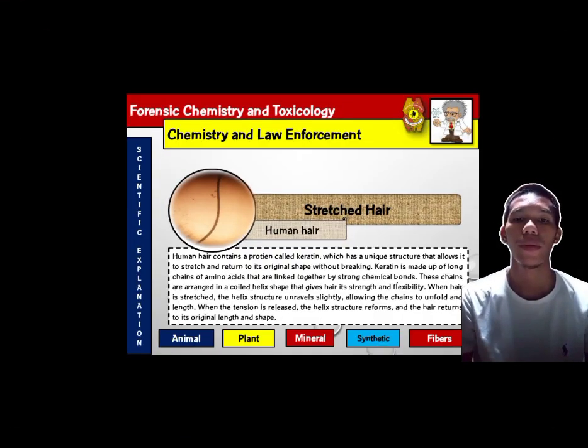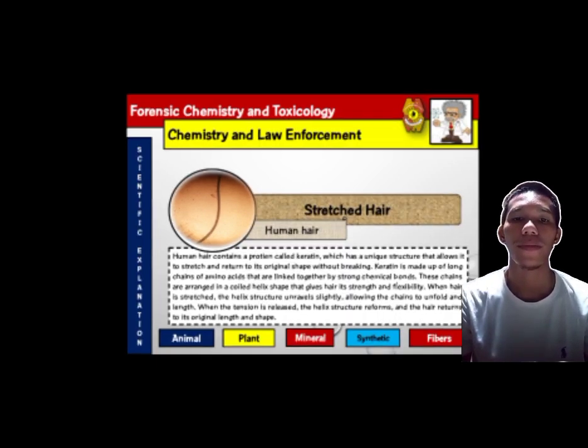Hair stretch. Human hair contains a protein called keratin, which has a unique structure that allows it to stretch and return to its original shape without breaking. Keratin is made up of long chains of amino acids that are linked together by strong chemical bonds. These chains are arranged in a helix shape that gives hair its strength and flexibility. When hair is stretched, the helix structure unravels slightly, allowing the chains to unfold and lengthen. When the tension is released, the helix structures reform and the hair returns to its original length and shape.